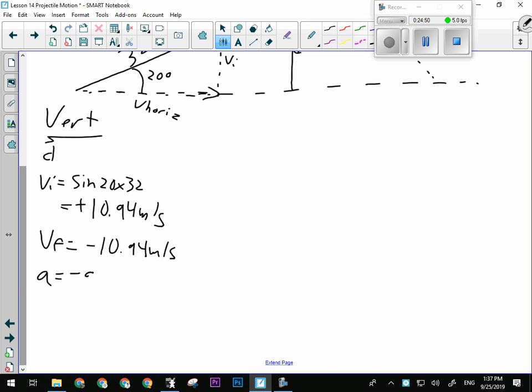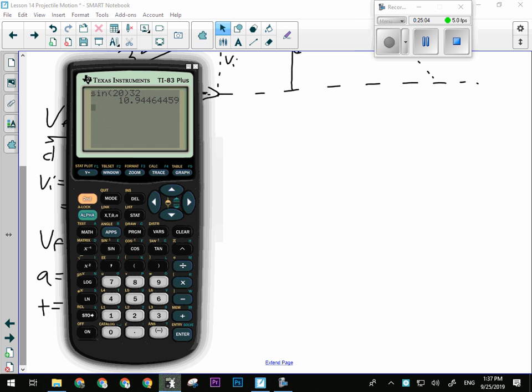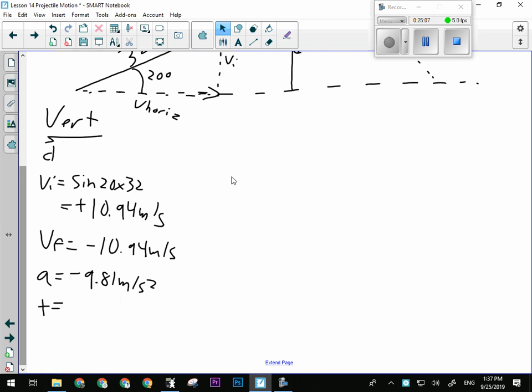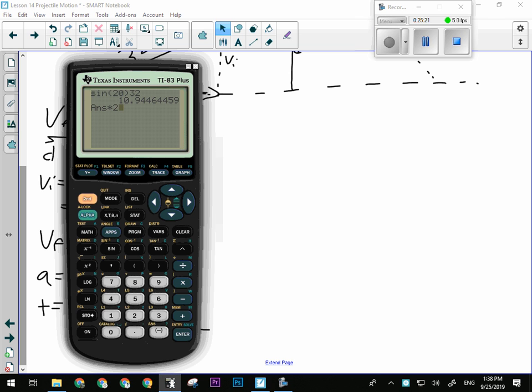We also know the acceleration is negative 9.81 meters per second squared. What can I calculate right now with that information? Time. And I should probably do that, because we know time can apply to both vertical and horizontal. So we're going to go for time: VF minus VI over A. That'll be negative 10.94 minus 10.94 divided by negative 9.81. So I'm just going to take that number, multiply it by 2, and then divide by 9.81. All right, so the General Lee is in the air for 2.23 seconds.